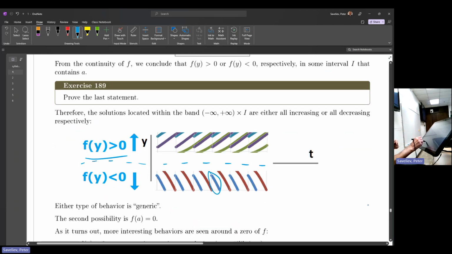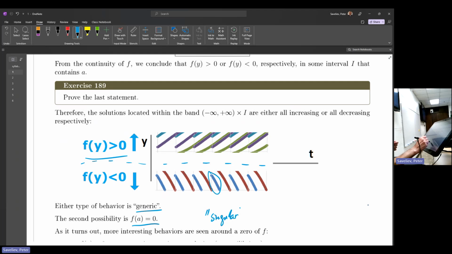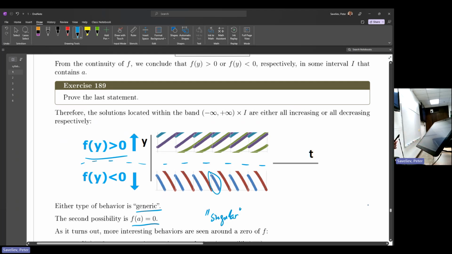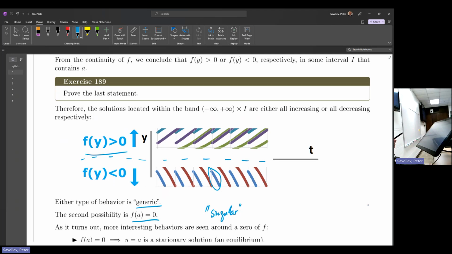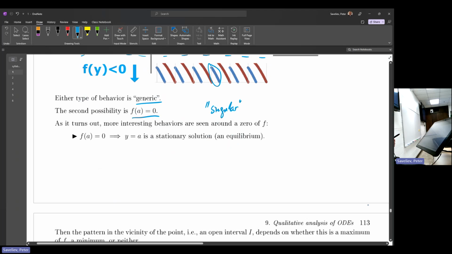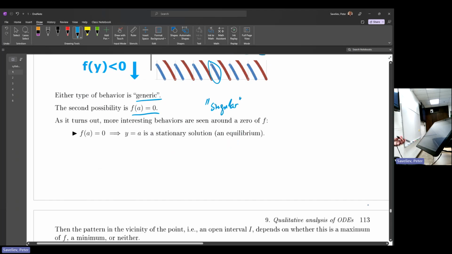That's the generic situation. Now, non-generic, and in fact the word frequently used is singular, is when the derivative is equal to zero. So that's where the behavior might change. Once again, calculus one. How can you change from decreasing to increasing behavior? Well, you've got to hit zero. So the derivative has got to hit zero, and so that's where we are. And so once again, a stationary solution is assumed to be there.